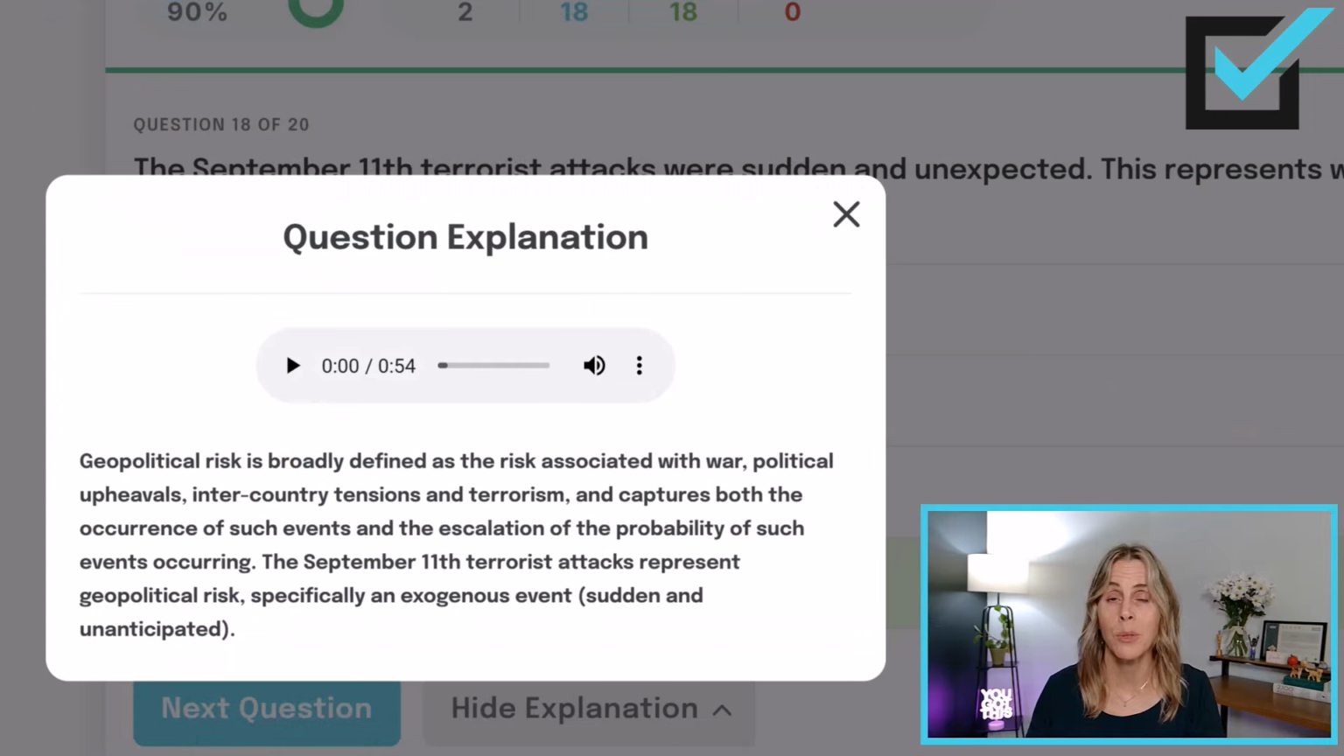This might be a new definition for you. Geopolitical risk is broadly defined as the risk associated with war, political upheavals, inter-country tensions and terrorism, and captures both the occurrence of such events and the escalation of the probability of such events occurring. The September 11th terrorist attacks represent geopolitical risk, specifically an exogenous event, sudden and unanticipated.